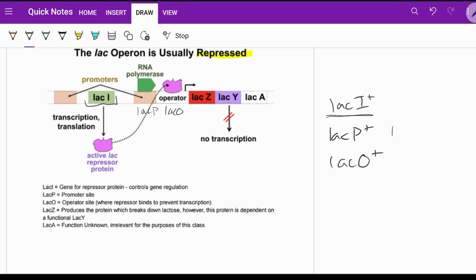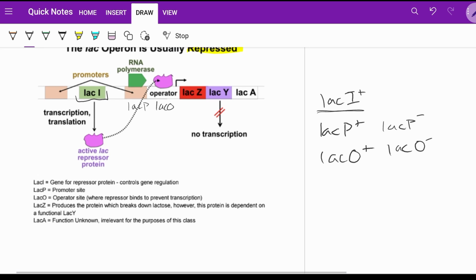Changes to these, like say if it's lac P minus or lac O minus, that means that the promoter or the operator are inactive, RNA polymerase cannot bind, or it changes how the repressor binds, and so this will affect transcription. If RNA polymerase can't bind, then the gene can't be transcribed, or if the repressor protein can't bind, then this won't have normal regulation because this will always be transcribed. Or if the repressor protein is always bound, then this will never be transcribed. So that's the deal with lac P and lac O.